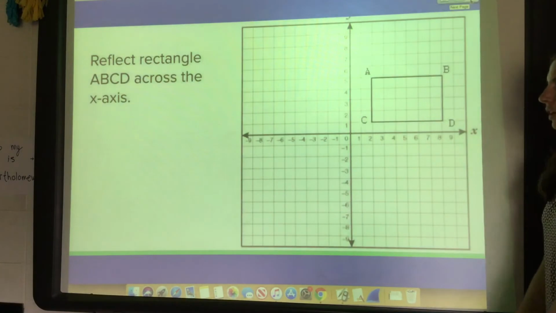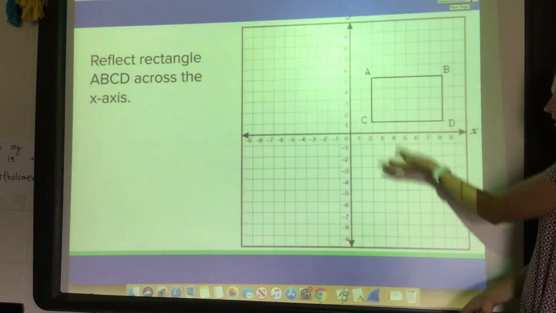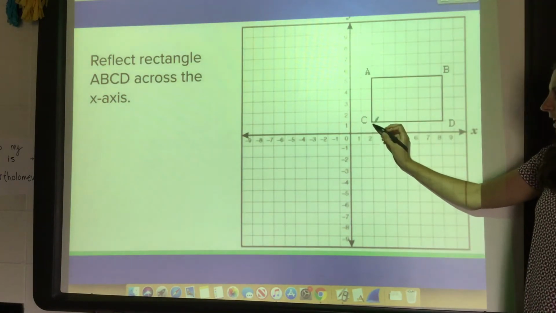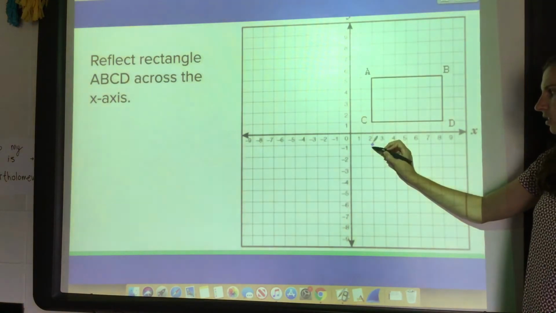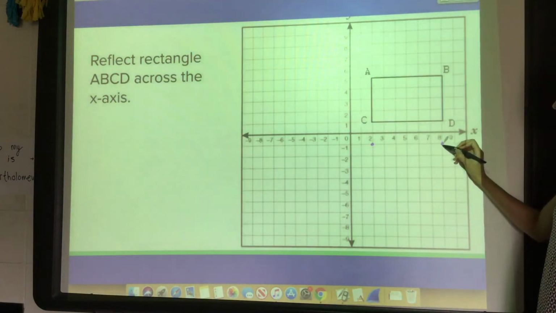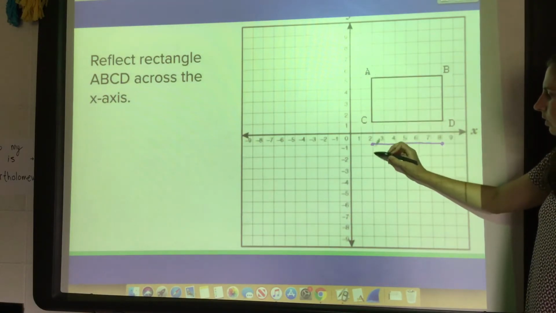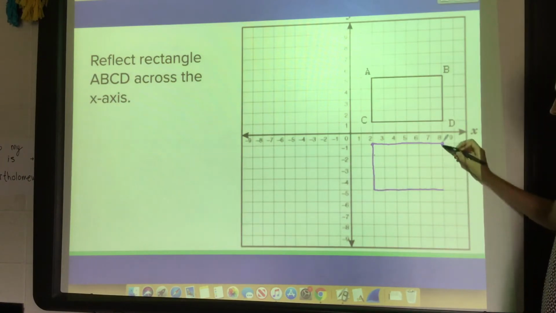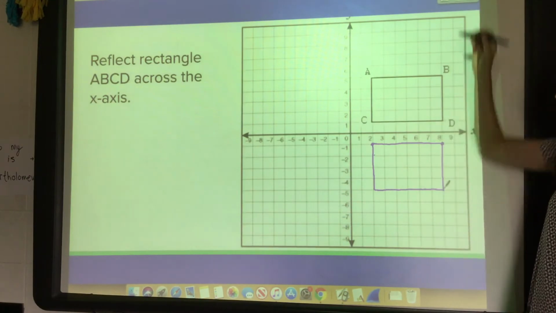If I wanted to go instead across the x-axis, I would flip it down. Again, you could fold your paper, or I noticed that this is 1 unit from the x-axis. So if I go 1 unit in this direction, and there we go, it's up 1, 2, 3, 4. So 1, 2, 3, 4 units, just to make sure that the image is congruent to the pre-image. There we go.